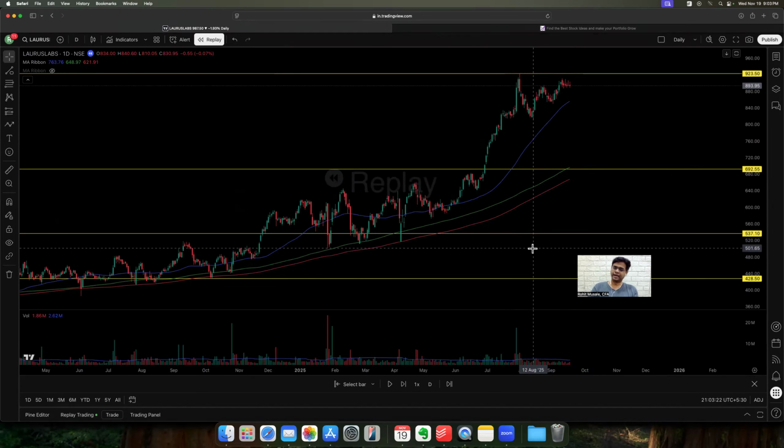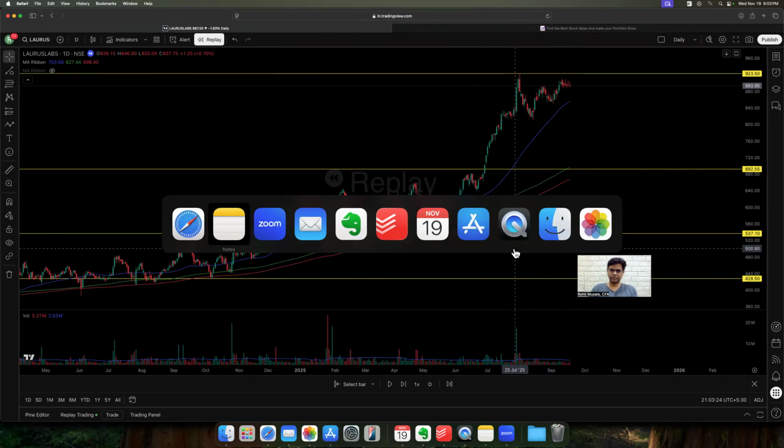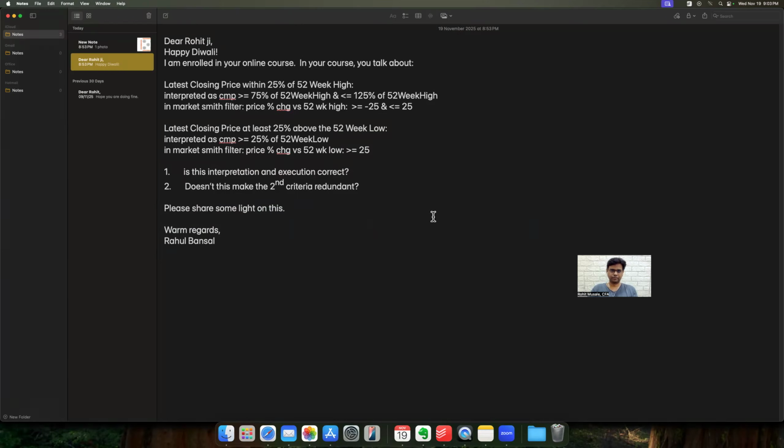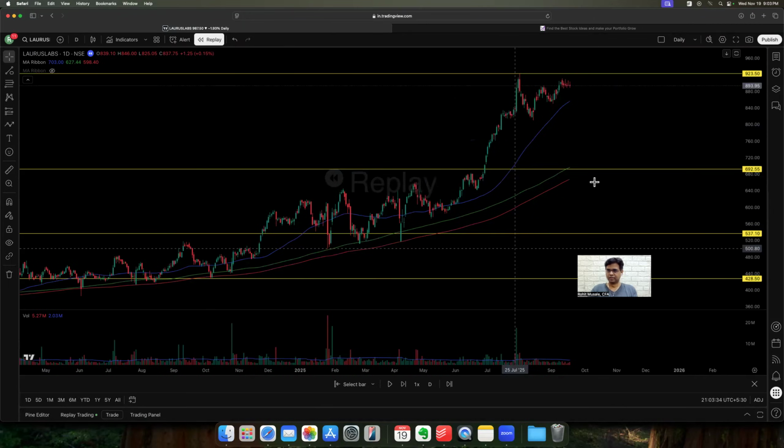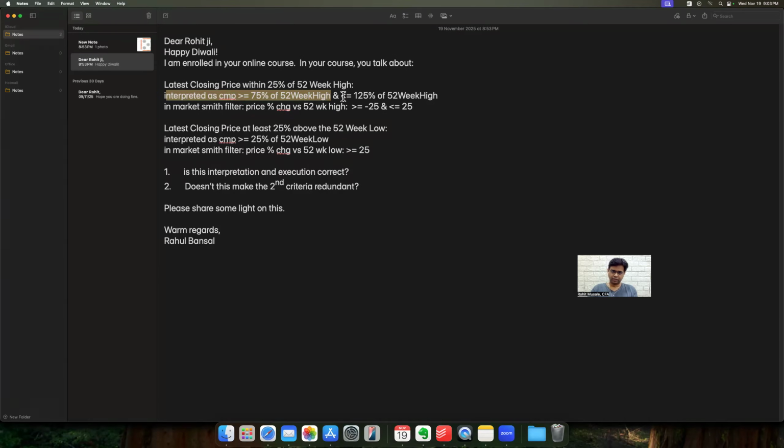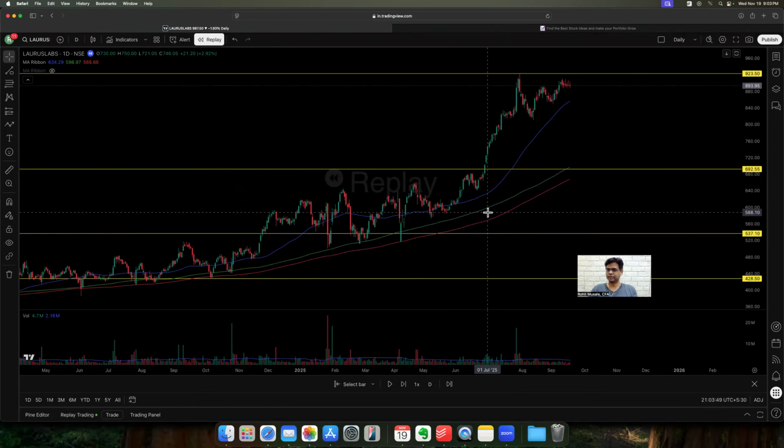Okay, that's the criteria. Now in his email, he talks about current market price greater than or equal to 75% of 52-week high. This is correct. So basically this level is 75% of the 52-week high, and the current market price is above it. That's correct. And less than or equal to 125% of the 52-week high, this is wrong. Okay, this is not the criteria.